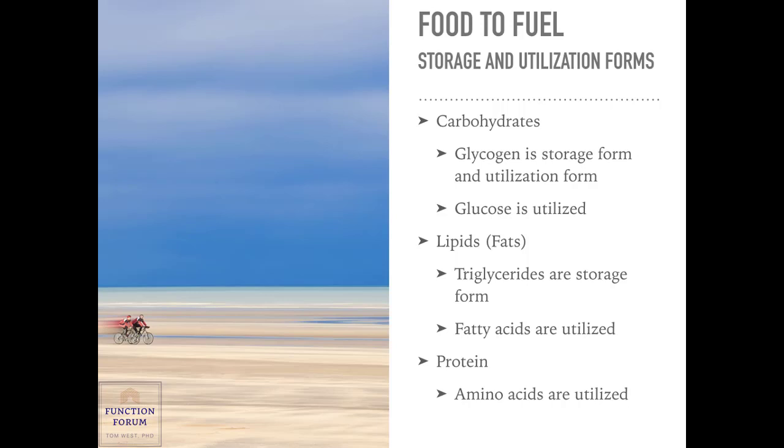Lipids are stored in the skeletal muscle cells, as well as throughout the body in the form of triglycerides, and then are broken down to fatty acids when we need to utilize them to resynthesize ATP. And then proteins are also utilized, specifically amino acids, which are the building blocks of proteins, and they can be utilized to make ATP as well. These are fairly complex processes, so they'll be covered in a future presentation.